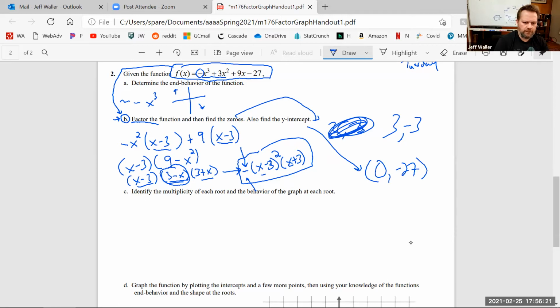What's it do at 3? What's the multiplicity at 3? 2. Yeah, 3 has 2. So what's it going to do at 3? It's going to turn. Right, and the multiplicity here is 1, so it's going to go through. I love it.